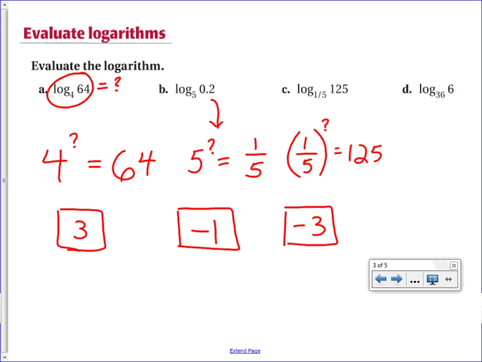And then the last one, running out of room here, 36 is my base, and the question mark is my exponent, and it has to come out to equal 6. So 36 to some power equals 6. And you're probably looking at that and thinking, well, it's a square root, right? But you can't write square root as your exponent. So you have to remember that square rooting something is the same as saying to the 1/2 power. So the value of each of those logs is the exponent that's missing from the exponential equation.